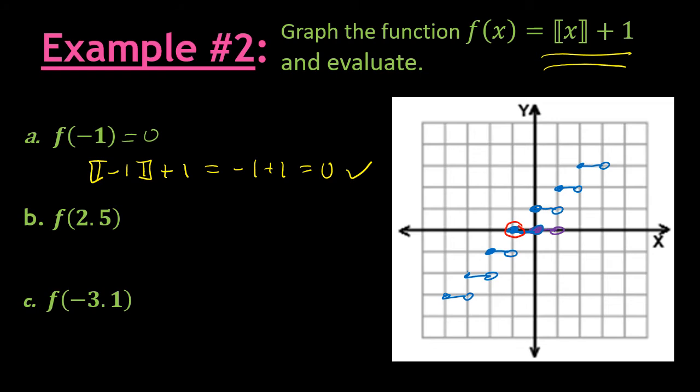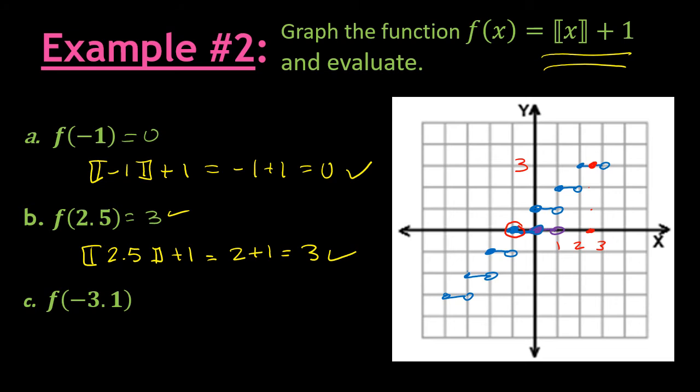All right, let's look at example B, f of 2.5. So if I go to my graph and I go over 1, over 2, over 2.5, and I come up here, this point has a y value of 3. So the greatest integer function of x plus 1 for 2.5 is going to be 3. If I tackle that algebraically, the greatest integer function of 2.5 plus 1. The greatest integer less than or equal to 2.5 is 2, and I'm going to add 1 to give me 3. And that checks out with what I got graphically.